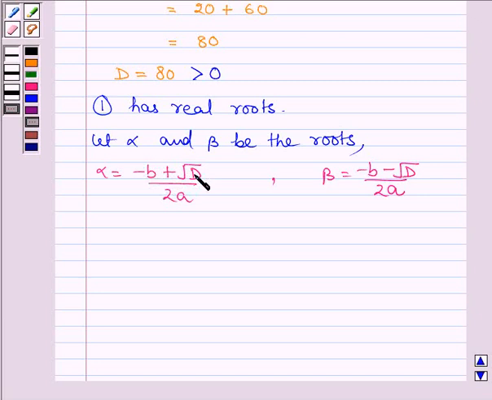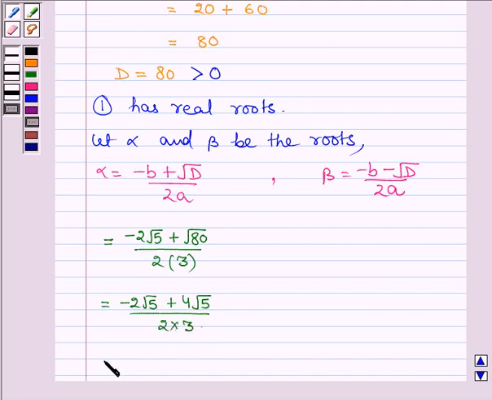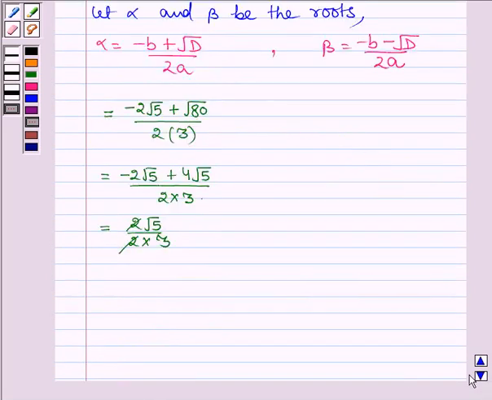Let us now substitute the value of b, d and a in alpha and beta. This gives minus 2 root 5 plus root over 80 upon 2 into a, which is 3. This is further equal to minus 2 root 5 plus 4 root 5 upon 2 into 3. This further gives 2 root 5 upon 2 into 3, and 2 cancels out with 2, and we have alpha equal to root 5 by 3. And thus we have alpha equal to root 5 upon 3.